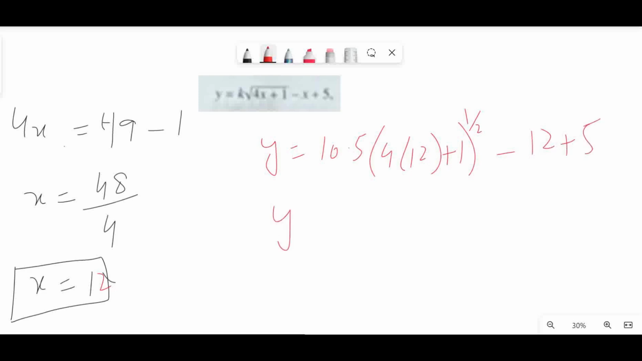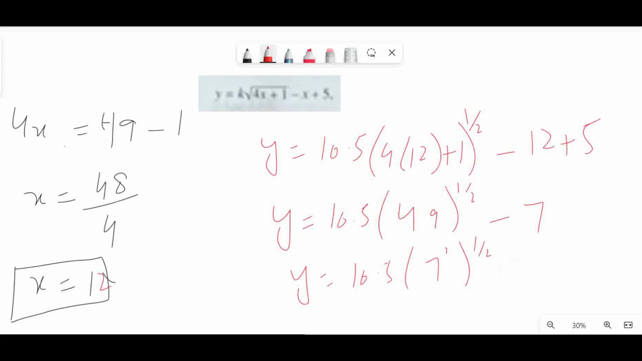So if we simplify it, this will be 10.5 into (4 into 12 will be 48, plus 1, 49) whole power 1 by 2, minus 7. So y is equal to 10.5 into (7 squared) whole power 1 by 2, which means 10.5 into 7.